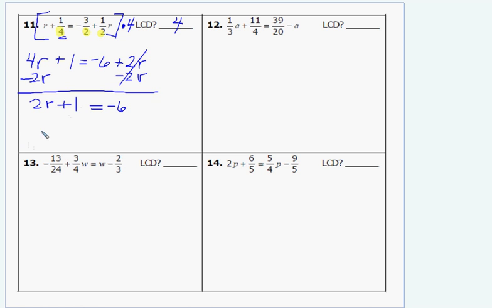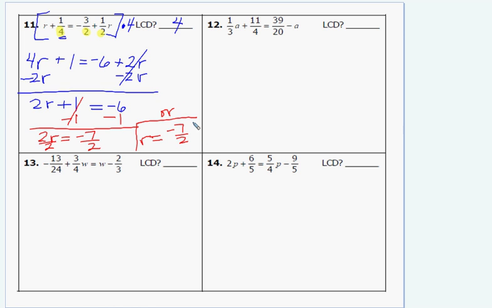I need to keep solving to get the r by itself. So I'm going to subtract 1 from both sides. This gets rid of the 1 here and leaves me with just 2r. Negative 6 minus another 1 gives me negative 7. And then when I divide by 2, I know that negative 7 is not divisible by 2. So I leave it as a fraction, and I get negative 7 over 2.